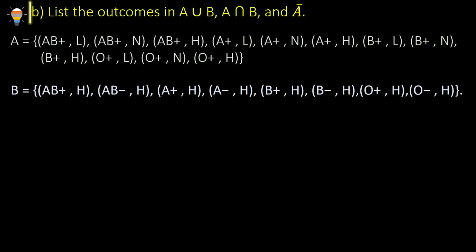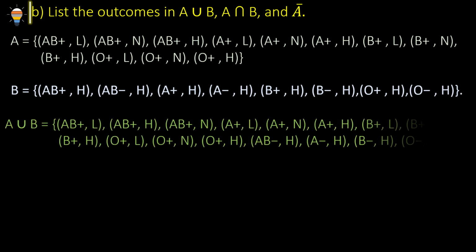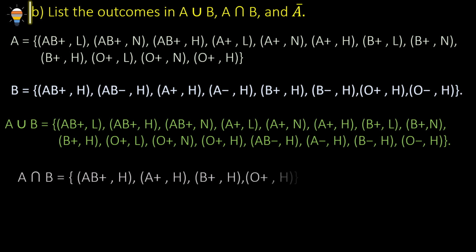List the outcomes in A union B, A intersection B, and A complement. What is A union B? The collection of all outcomes that are elements of the set A or B or of both of them. So you can write each element of A and B, but with no repeated elements. Then what is the intersection? Intersection is the common elements of A and B. So you can write the event A intersection B.